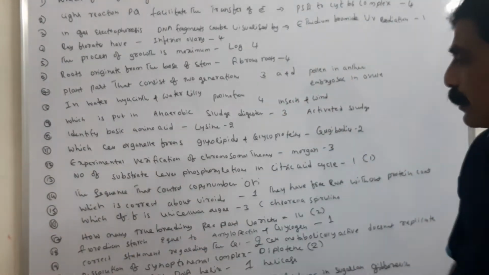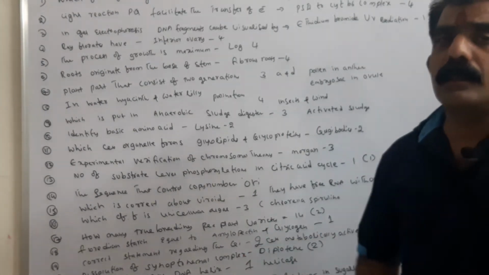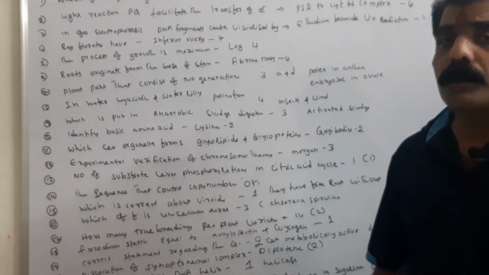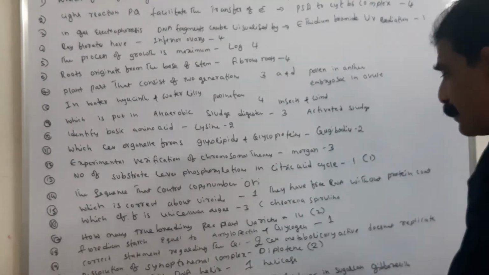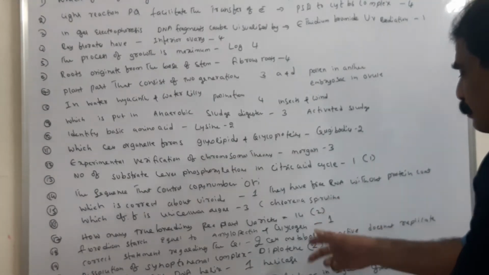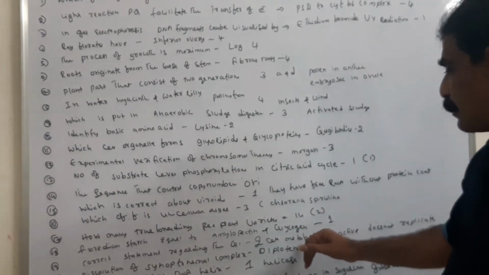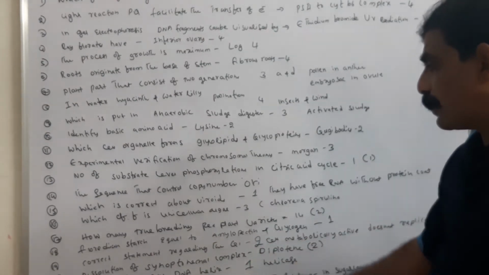Next, the correct statement regarding G1 is asked. In G1, cells are metabolically active and undergo growth, but they do not replicate. So cells grow and are metabolically active but do not replicate. That is the right answer and it is given in the second option. The second option is correct.